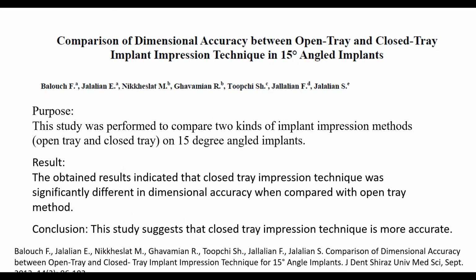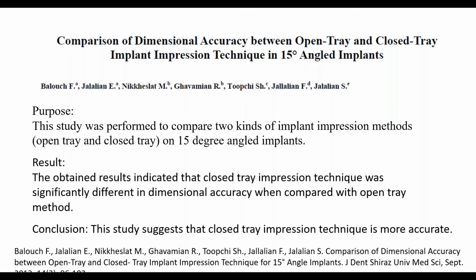Now, coming to the next article, which compared the dimensional accuracy between open tray and closed tray technique at the 15-degree implant. The purpose of this study was to compare 2 kinds of implant impression, that is open tray and closed tray, on 15-degree angled implant. The result of this study showed that the closed tray technique was significantly better in terms of dimensional accuracy when compared to that of open tray.